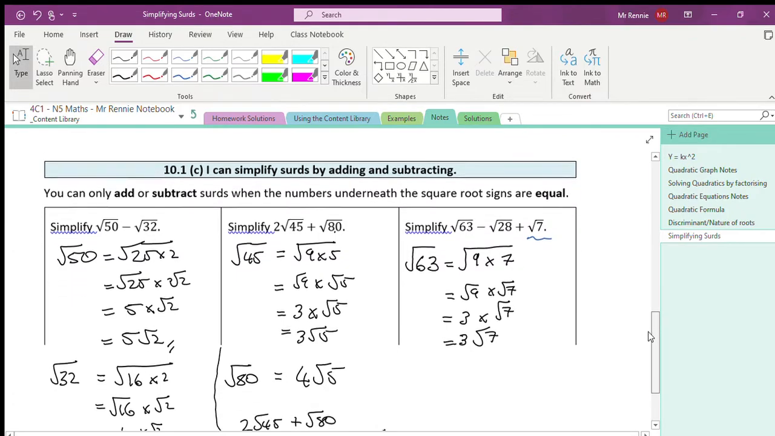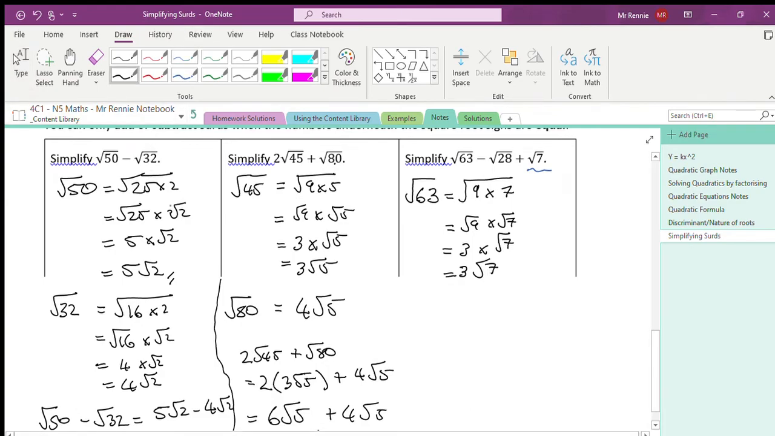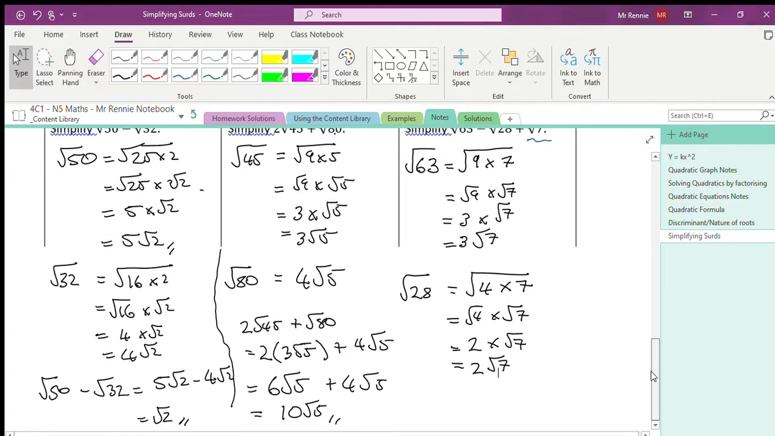Now let's go to the root 28. Root 28, that's going to be the square root of 4 times 7, that gives me 28. That would be the square root of 4 times the square root of 7. Square root of 4 is 2, so that's 2 times the square root of 7. That equals 2 root 7. Which is good, and therefore it looks like I'll be able to combine all these here.